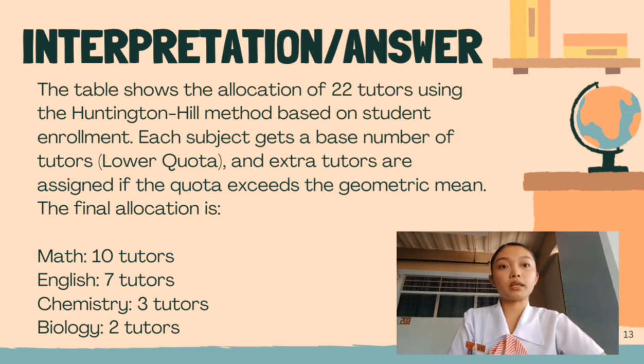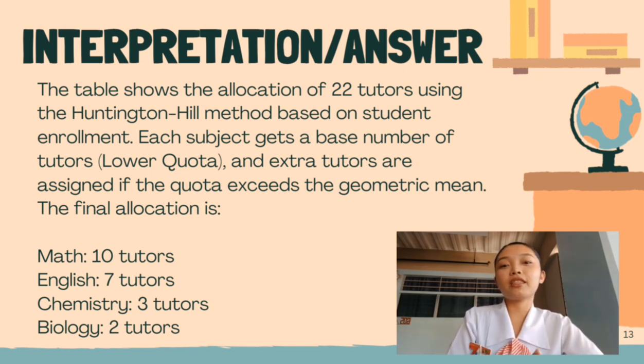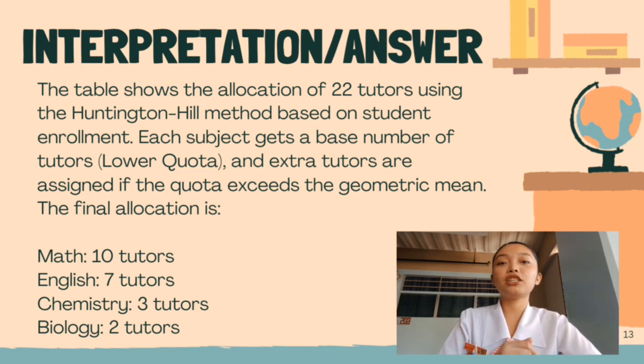So these are the step by step. Step 1, we need to find the standard divisor by dividing the total students by 22 tutors, and compute each subject's quota by dividing each student count by the divisor. That's step 2. And step 3, assign the whole numbers first, then distribute the remaining tutors using the geometric mean to ensure fairness. And the final allocation, once we finish this calculation, we have our final tutor distribution. This method can be used in government, resource allocation, and more, and ensures fairness while considering a real-world constraint.